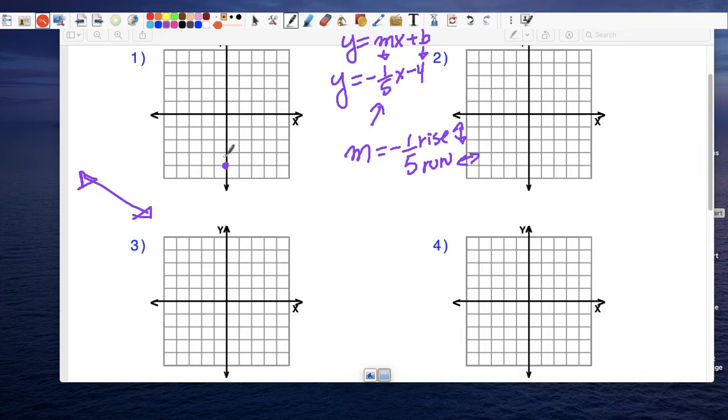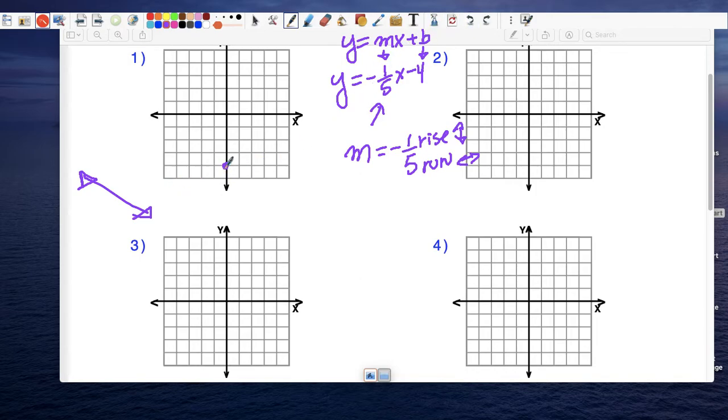And if we go up, we have to go left: 1, 2, 3, 4, 5. If we go 1 down, we have to go 5 to the right: 1, 2, 3, 4, 5. Because the other choice is, if we go 1 up and decide to go to the right 1, 2, 3, 4, 5, guess what? When we connect the dots, this line has a positive slope, and we don't want that. We want a line that has a negative slope.